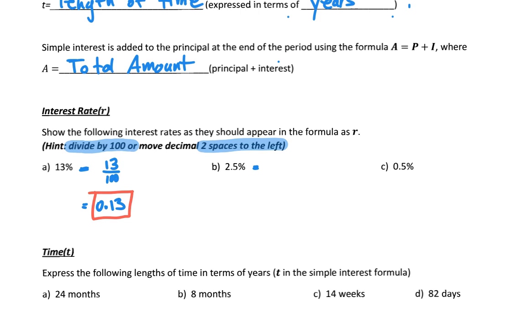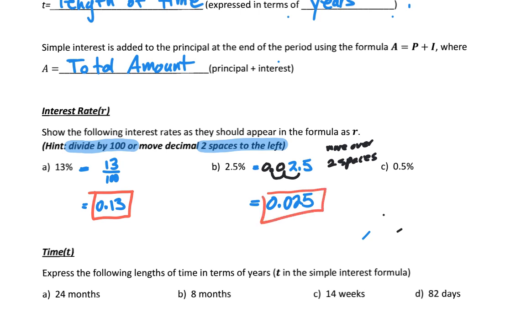Now for 2.5%, we're going to use the other method where we move the decimal over two spaces to the left. So we write 2.5 as our percentage, and then we move the decimal two places to the left, and we put zeros in where we have a gap. Just make sure you understand that you put your zeros in, and then you've got 0.025 as your final decimal.